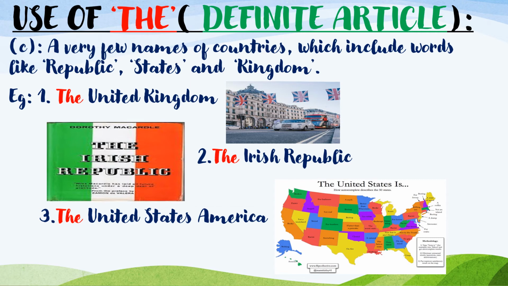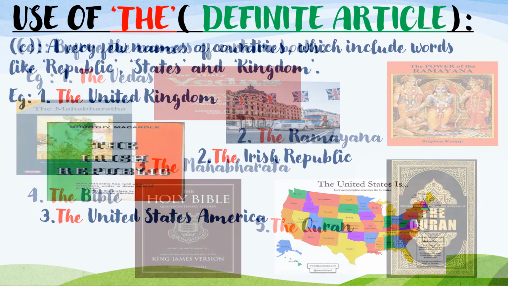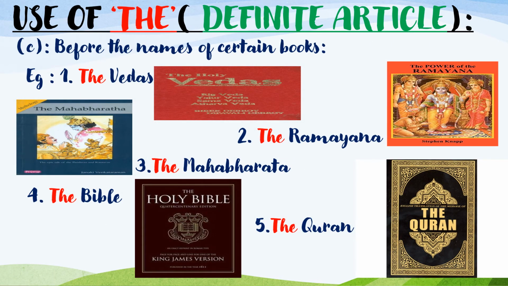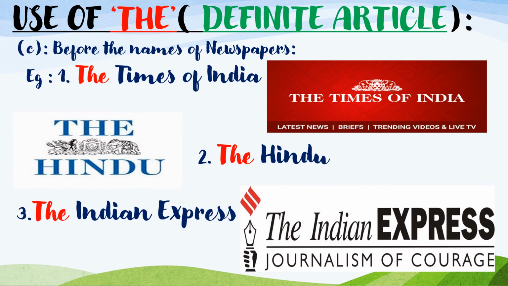The United States of America. The word states is there, so that's why we use article the. Article the is also used before the names of religious books such as the Vedas, the Ramayana, the Mahabharata, the Bible, and the Quran. The is also used before the names of newspapers. For example, the Times of India, the Hindu, and the Indian Express.